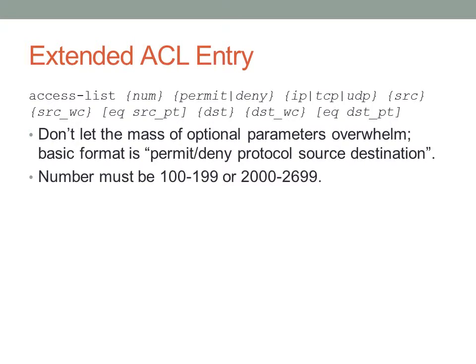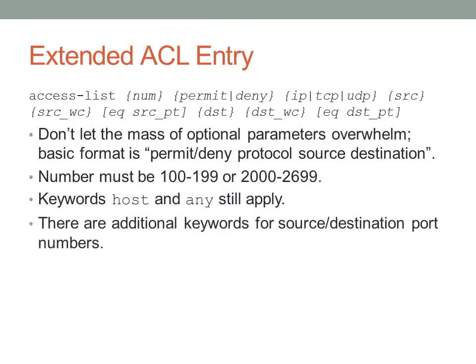The access list numbers for extended access lists are between 100 and 199, and there's another higher range. Again, I've fairly rarely seen, in fact, I don't think I've ever seen anybody go over 100 extended access lists. The keyword host still works, so you could specify either the source or destination as a particular host, or you can use the any keyword.